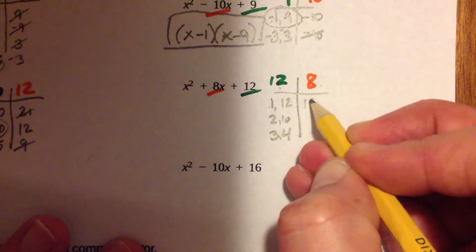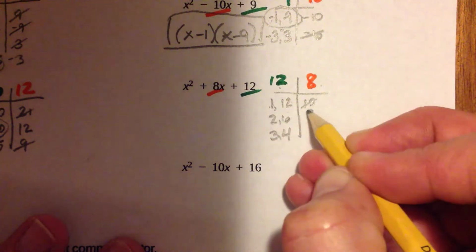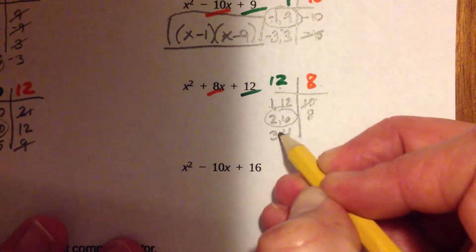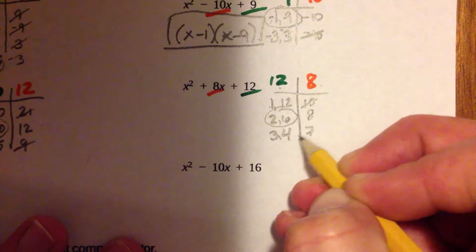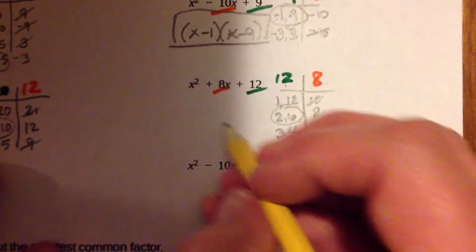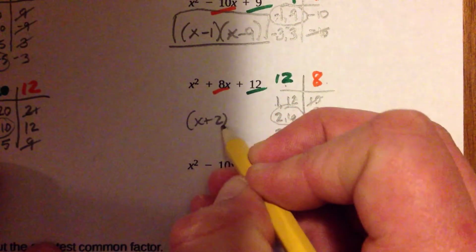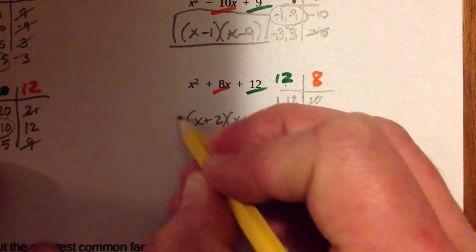1 plus 12 is 13. That doesn't work. 2 plus 6 is 8. That's our pair, because 3 plus 4 equals 7. That doesn't work. So again, they're both positive, x plus 2, x plus 6.